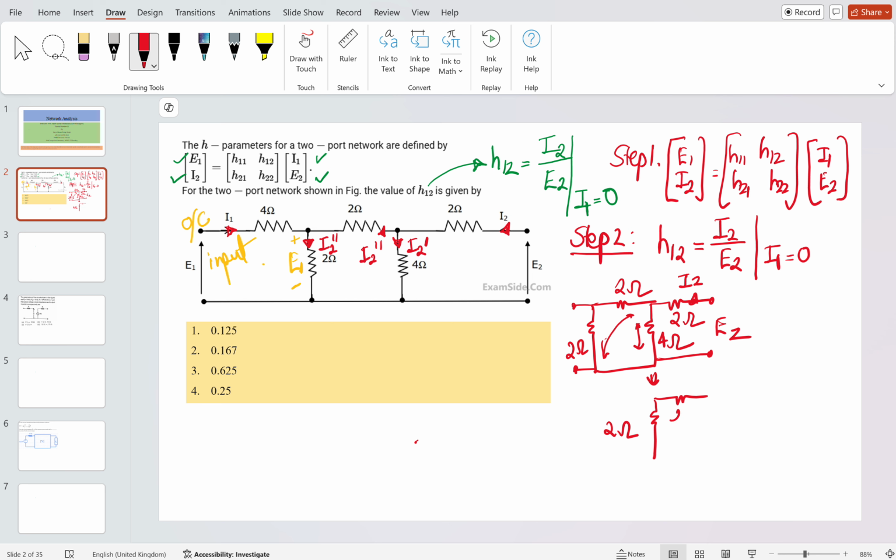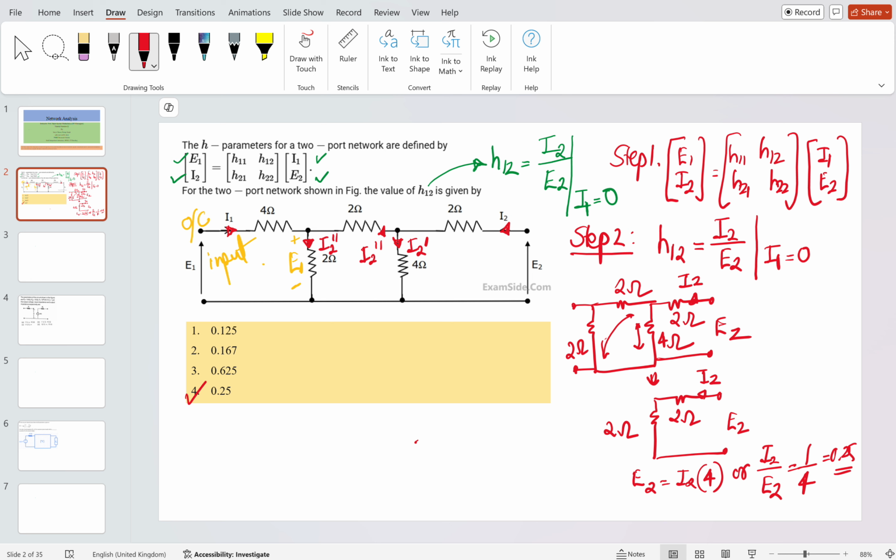And this is already 2 ohm, and here it is E2, and the I2 current is injecting it. Simply you can say that E2 is equal to I2 times 4, or that I2 by E2 ratio will be equal to 1 by 4, which will come out to be 0.25. It is basically the inverse of the impedance from the output side when it is considered open circuit from the input side. So it is the ratio of I2 by E2 at I1 equal to 0. So the correct answer will be the fourth option, that is 0.25.